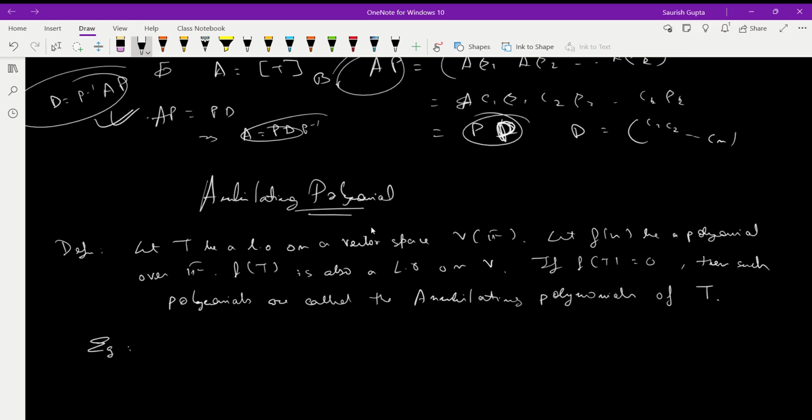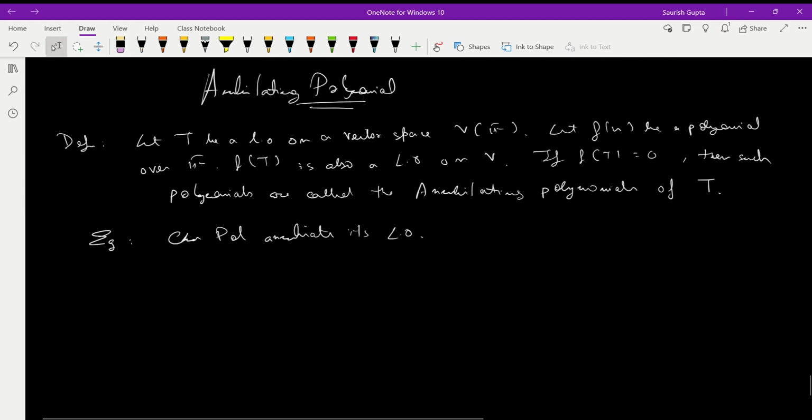The most fundamental example you have is the characteristic polynomial. That's a claim which we will prove later, because that's a very complicated discussion. We'll prove it in some later lecture. But the characteristic polynomial annihilates its linear operator. Clear? Okay. Got it? Okay.